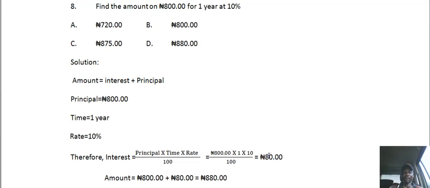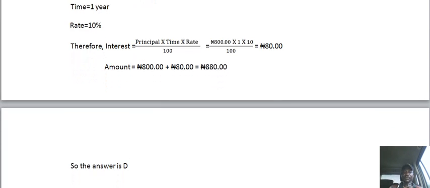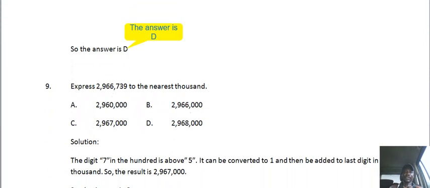So the interest we are paying back now is 80. Remember, amount is interest plus principal. So we are now going to add the two together and see the final solution. So that means amount is equal to what? 800 plus 80. So in that regard, our final payment at the end of 1 year is 800. So our answer to the question is D, option D.